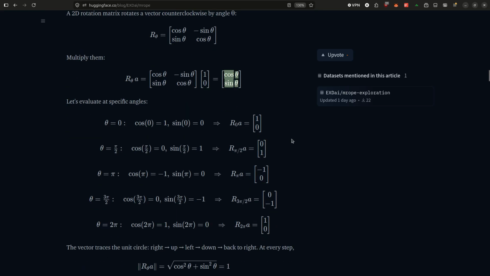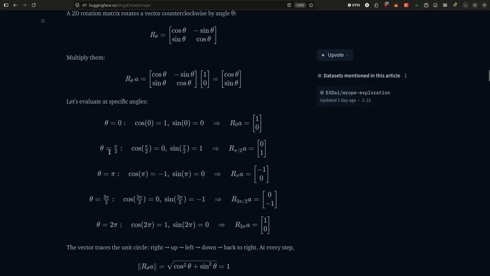So let's calculate this at specific angles. Let's assume theta is 0. You're rotating it by 0. We're just confirming that we get the same answer, right? Cosine of 0 is equal to 1, so that's 1 on top, and sine of 0 is equal to 0, so 0 below. So you just reproduce the same vector.